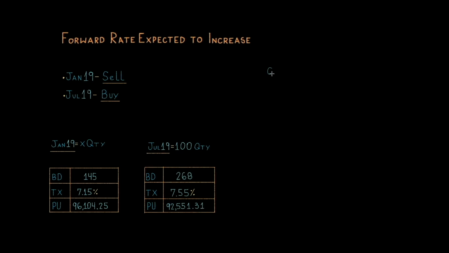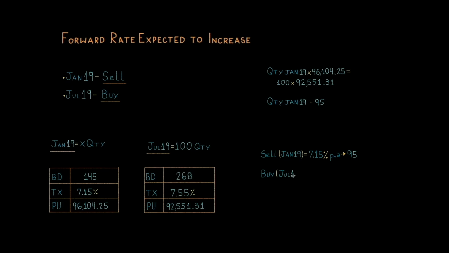92,551.31. The quantity of January 2019 contracts times its PU, 96,104.25, must be equivalent to the quantity of July 2019 contracts, which is 100, times its PU, 92,551.31. This results in a quantity of 96.30, which will be rounded to 95. Therefore, in this transaction, the sale of 95 quantities of January 2019 contracts was carried out at a rate of 7.15% PA, and the purchase of 100 quantities of July 2019 contracts at 7.55% PA, as the level of the forward rate is expected to increase.